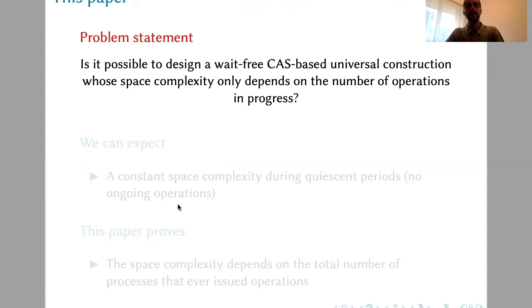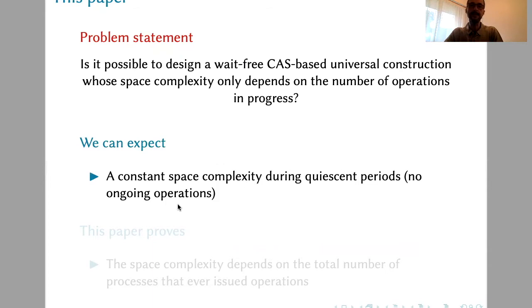In this paper, we want to study the space complexity of compare-and-swap-based universal constructions, as it cannot be a function of the number of processes because it is virtually unbounded, infinite. We were wondering whether it is possible to design a universal construction, the space complexity of which depends only on pending operations. This means a constant space complexity during quiescent periods. A quiescent period is a period where there's no pending operation.